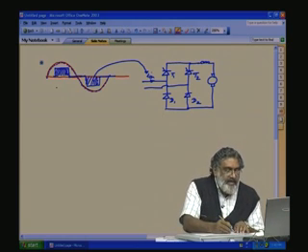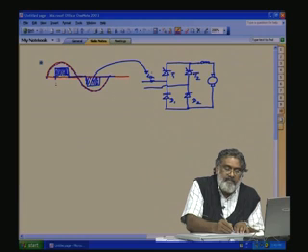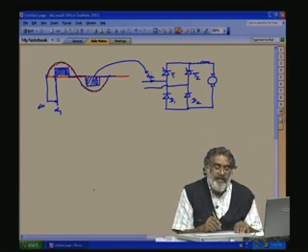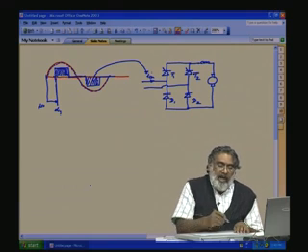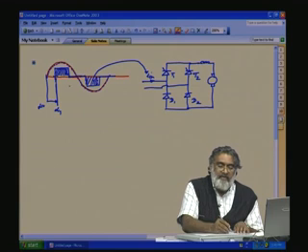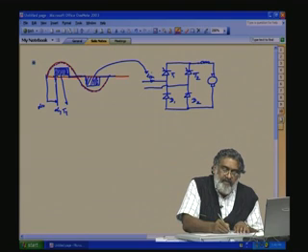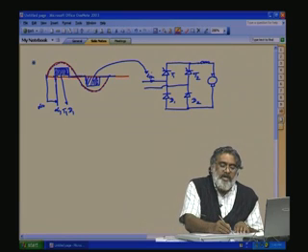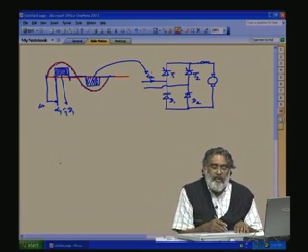So, if you see this figure, the firing angle starts here. Alpha is equal to 0 here. This is the firing angle alpha, some firing angle alpha 1 starting from here. At this point, T1 and D1 will be conducting. Now, suddenly the input current stops here at this point. The current is stopped means the power circuit, that is the thyristors and diodes, are not allowing any current flow from the input side to the output side.